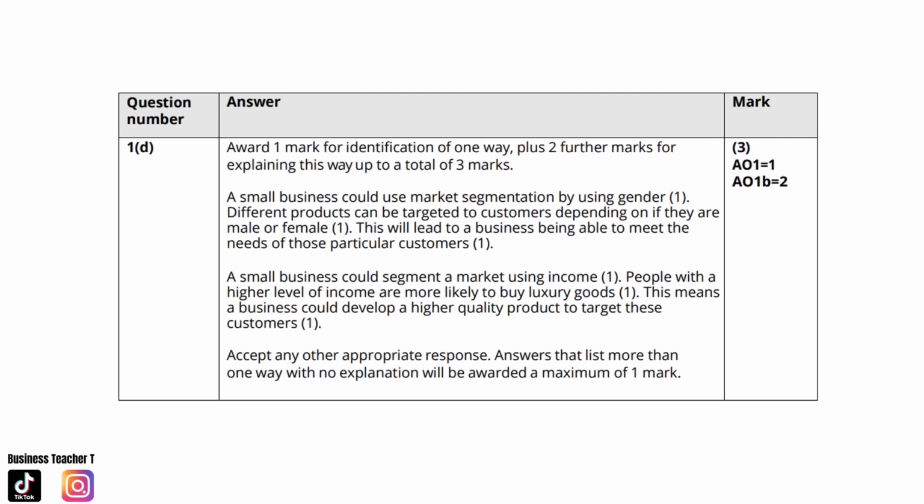So on to the answer. You might have started off by saying a small business could use market segmentation by using gender, or you might have referred to demographics or location. But here it's showing an example for gender. Other appropriate answers are acceptable too. Different products can be targeted to customers depending on if they are male or female. This will lead to a business being able to meet the needs of those particular customers. Or a small business could segment a market using income. People with a higher level of income are more likely to buy luxury goods. This means a business could develop a higher quality product to target these customers.